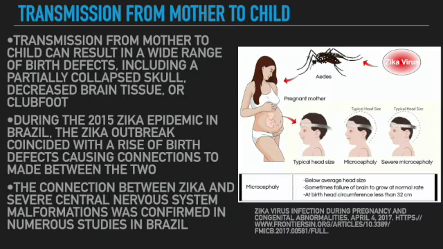Transmission can also occur from mother to child. Transmission from mother to child can result in a wide range of birth defects, including a partially collapsed skull, which would result in microcephaly, decreased brain tissue, or club foot. During the 2015 Zika epidemic in Brazil, the Zika outbreak coincided with the rise of birth defects, causing a connection to be made between the two. The connection between Zika and severe central nervous system malformations was confirmed in multiple studies in Brazil.